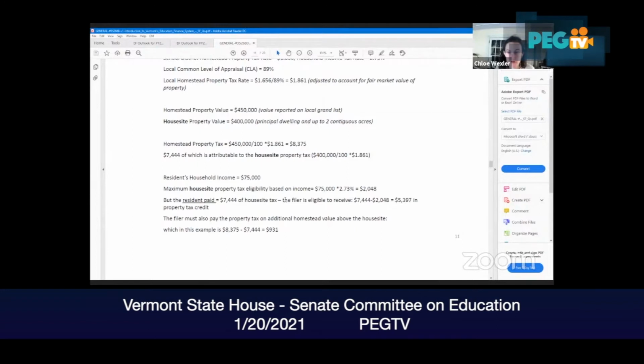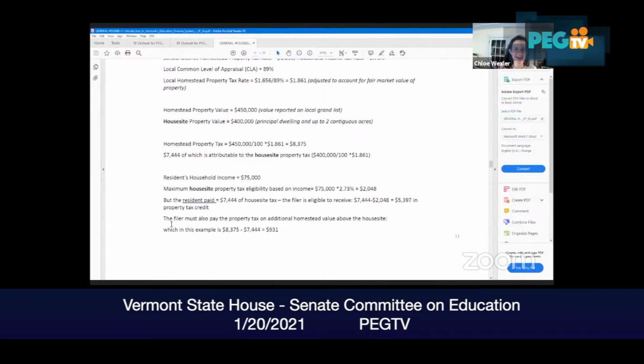So therefore, the filer is eligible to receive a credit that is the difference between what they paid on property tax and what they were eligible to pay based on their income. And in this scenario, it's $5,397 of property tax credit that this filer will receive. So I'm just going to pause there for a second.